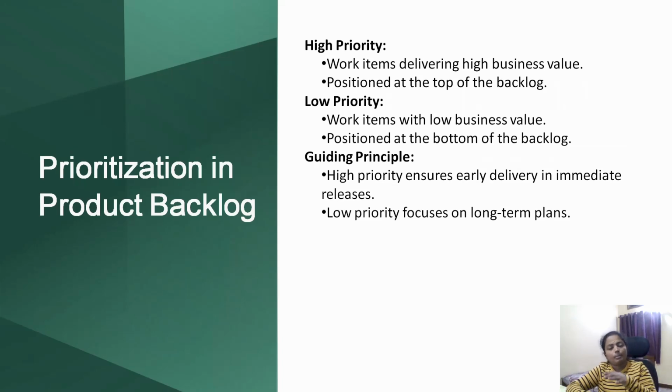Low priority items are placed at the bottom because high priority means high business value. Low priority means low business value. High priority items will be picked up for the immediate release. Low priority items will be picked for the later release.